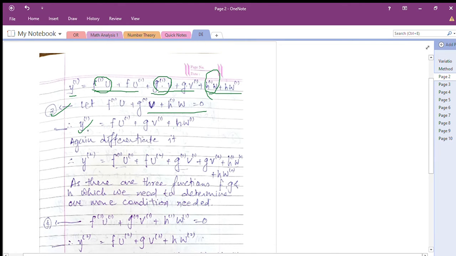Now again differentiate this with respect to x. Use the method of differentiation of a product of functions. So f and u1 are multiplied together, so f1u1 + fu2, and similarly you can differentiate gv1 and hw1 as well.